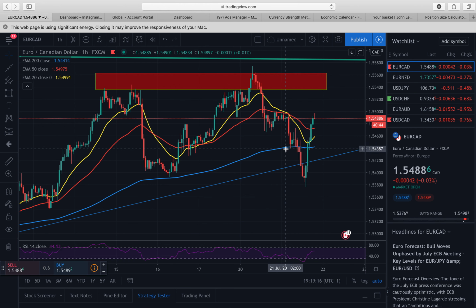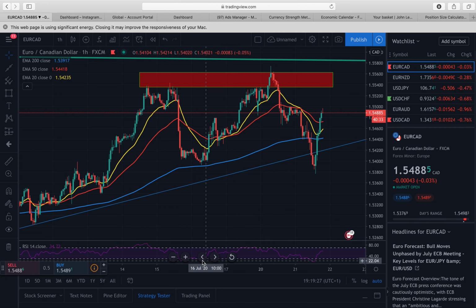This is the average of the last 200 hours on Euro CAD, and it acts as a support. So it acts as a floor, which every time price reaches, it shoots back up. So it's kind of like an invisible level of support or a resistance, depending on whether it's above or below.